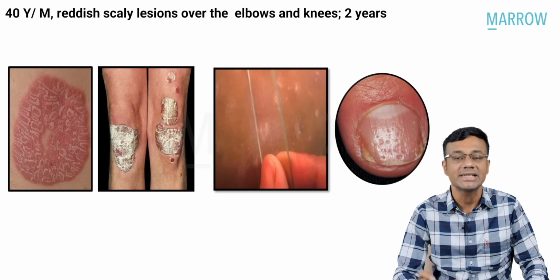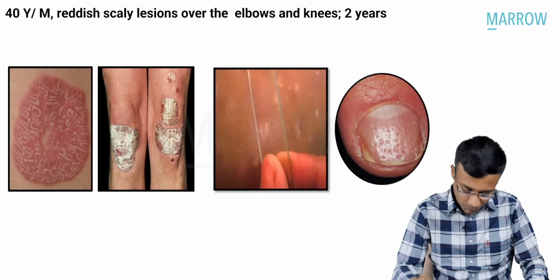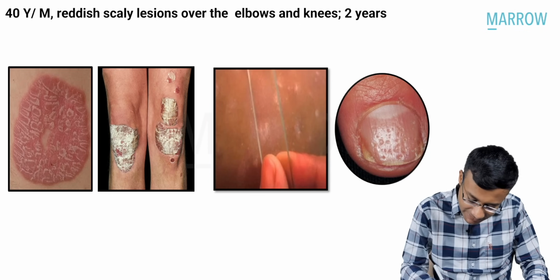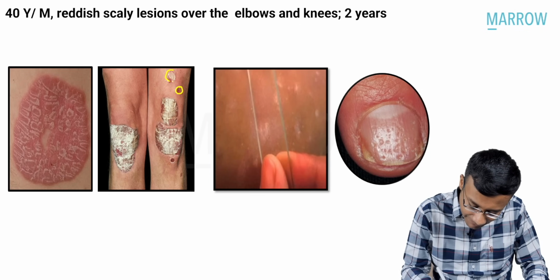Four important disorders, students, please keep them in mind. A 40-year-old male presents with reddish scaly lesions over the elbows and the knees of 2 years duration. So when we examine this patient, what do we see? We see multiple erythematous scaly papules and plaques.